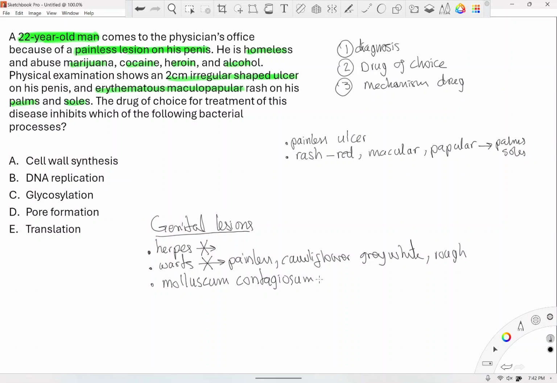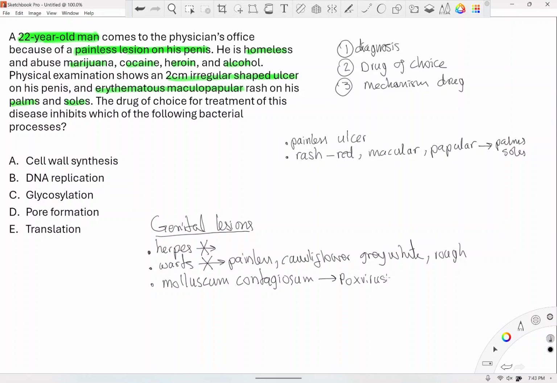Okay, and this is caused by pox virus. So these lesions are caused by the pox virus. They're extremely contagious. They are itchy, but they look like red flesh color lesions that are smooth and shiny, and then they're umbilicated. Right in the middle there's a hole, just like a volcano or umbilicated lesion. That's what they will tell you on the question.